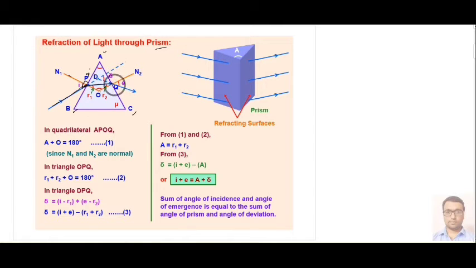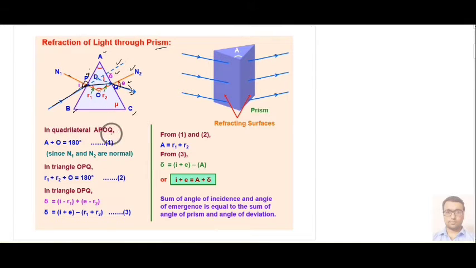It refracts away from the second normal, and this emergent angle is small e. Now if we join the first projected line of the incident ray to the second emergent line, then we will get this angle of deviation delta.